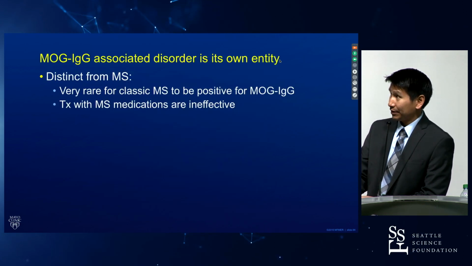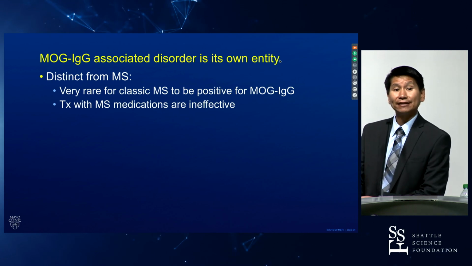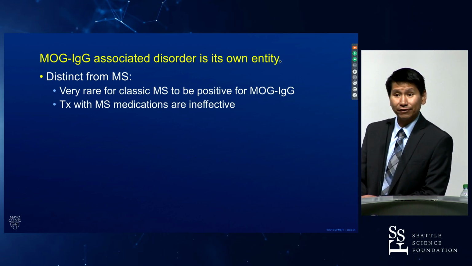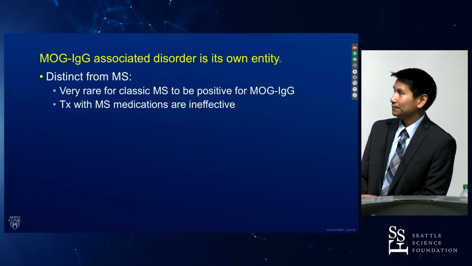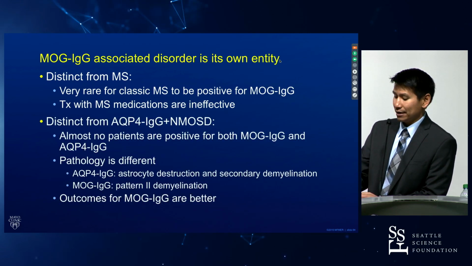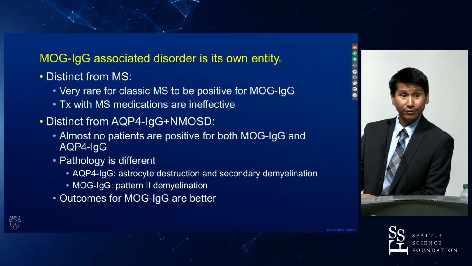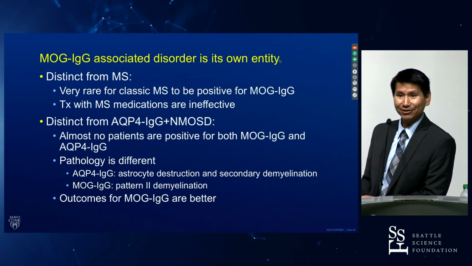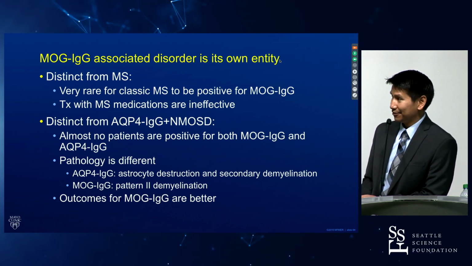Again, it's distinct from MS. It's very rare for classic MS to be positive for MOG. And treatments with MS medications are ineffective for MOG-associated disorder. I think you can take away from this talk that it's distinct from aquaporin 4 NMO as well. There's almost no patients that are positive for MOG and aquaporin 4, and we're actually going to talk about some studies looking into detail for that.